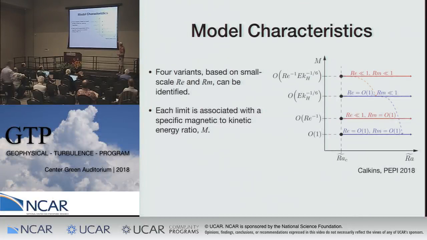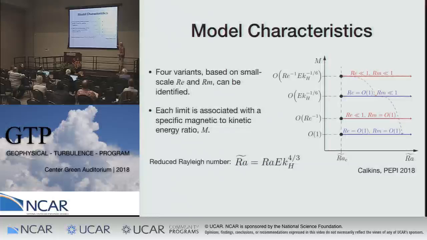This is a plot showing that ratio M, the magnetic to kinetic energy ratio, versus the Rayleigh number. And what I'm plotting here is the asymptotically scaled Rayleigh number, or the reduced Rayleigh number, scaled by this classical Ekman to the 4/3 scaling. And so each of these 4 distinguished limits, these 4 different variants of the model, are shown by these lines here. And essentially, the most generic one is when Reynolds is order 1 and magnetic Reynolds number is order 1. So DNS is kind of stuck right now, at least, in these 2 parameter regimes. Okay? And so this is the only comparison that we can currently make with DNS.